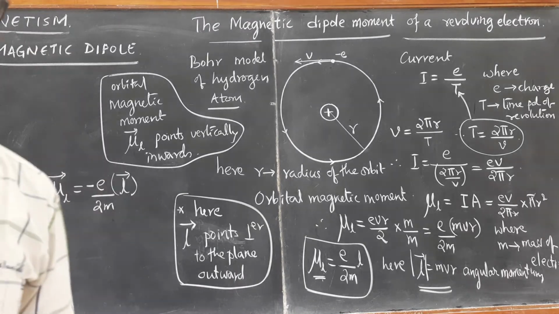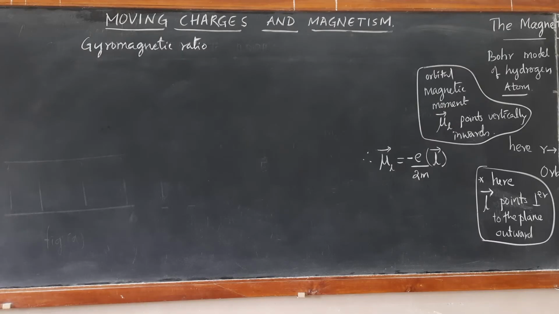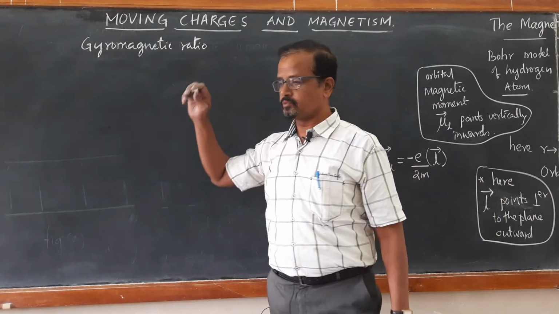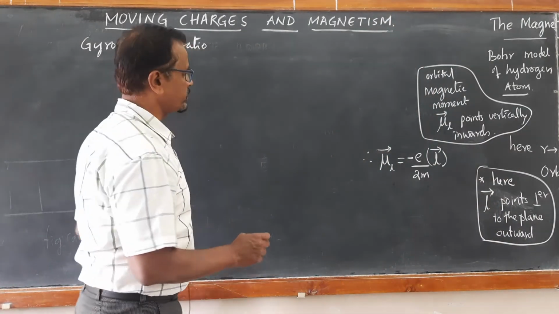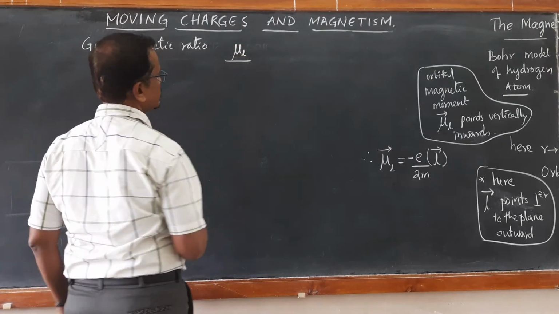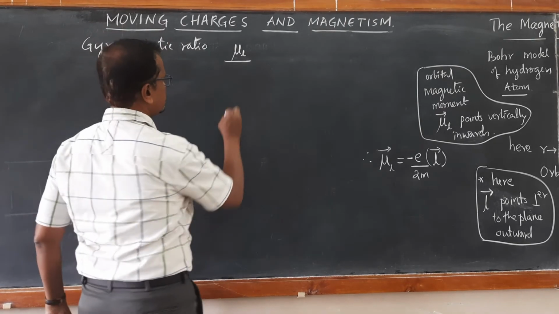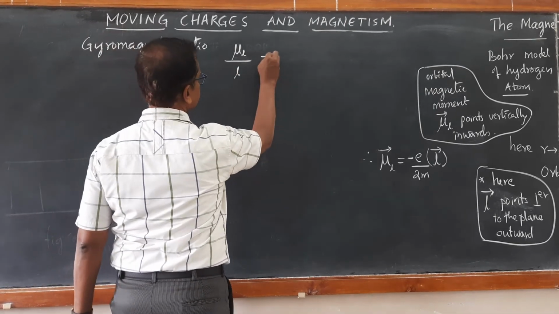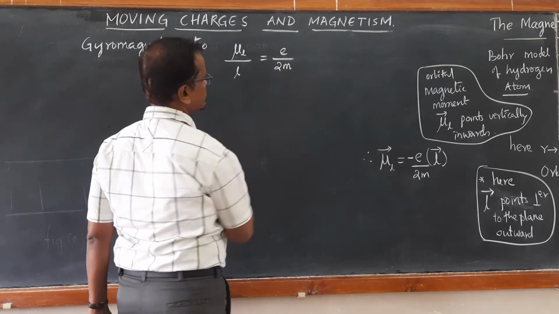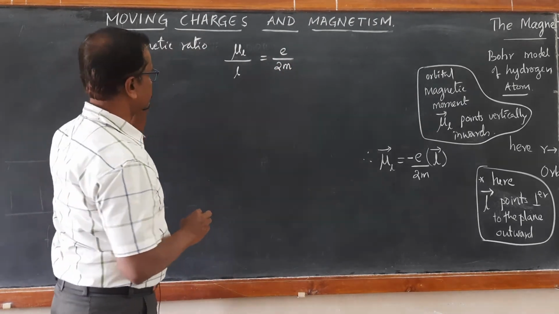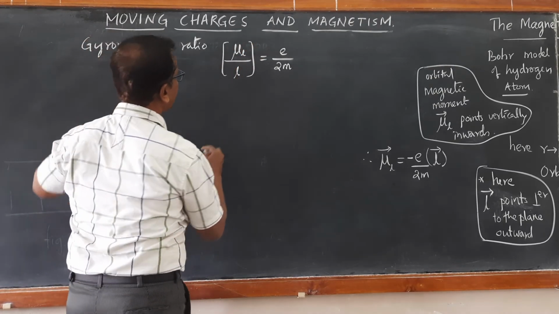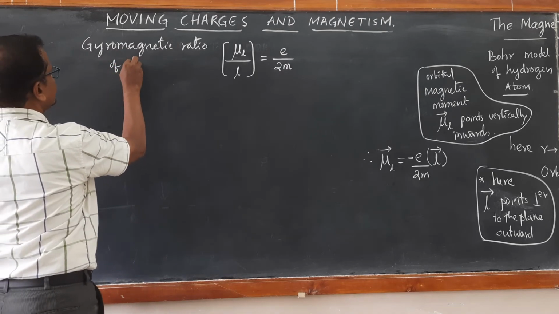Now we apply Bohr's quantization condition. We define here one new quantity called the gyromagnetic ratio. Gyromagnetic ratio of the revolving electron is the ratio of orbital magnetic moment to the angular momentum. So this gives us e upon 2m, where m is the mass of the electron and e is the charge of the electron. This is called the gyromagnetic ratio of a revolving electron.